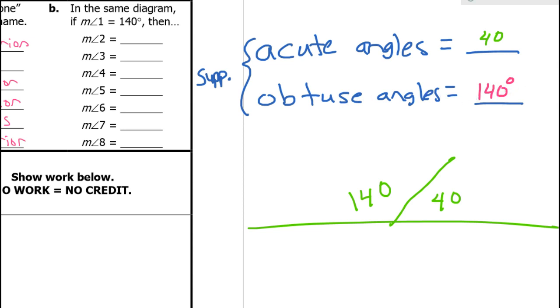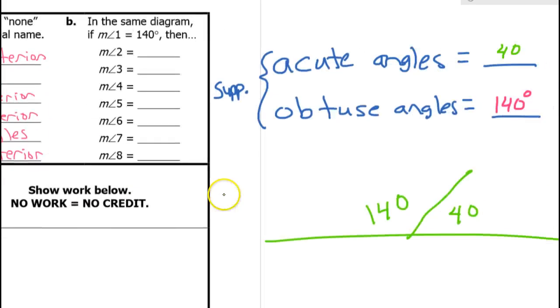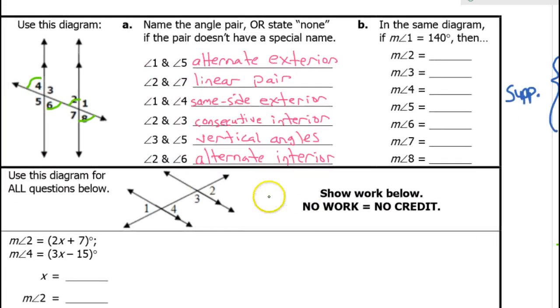Okay, so here's what I'm going to do. In my picture, I'm going to go through and color all of my acute angles green. So acute, acute, acute, acute. All right, every angle I just marked in green is going to be 40 degrees.